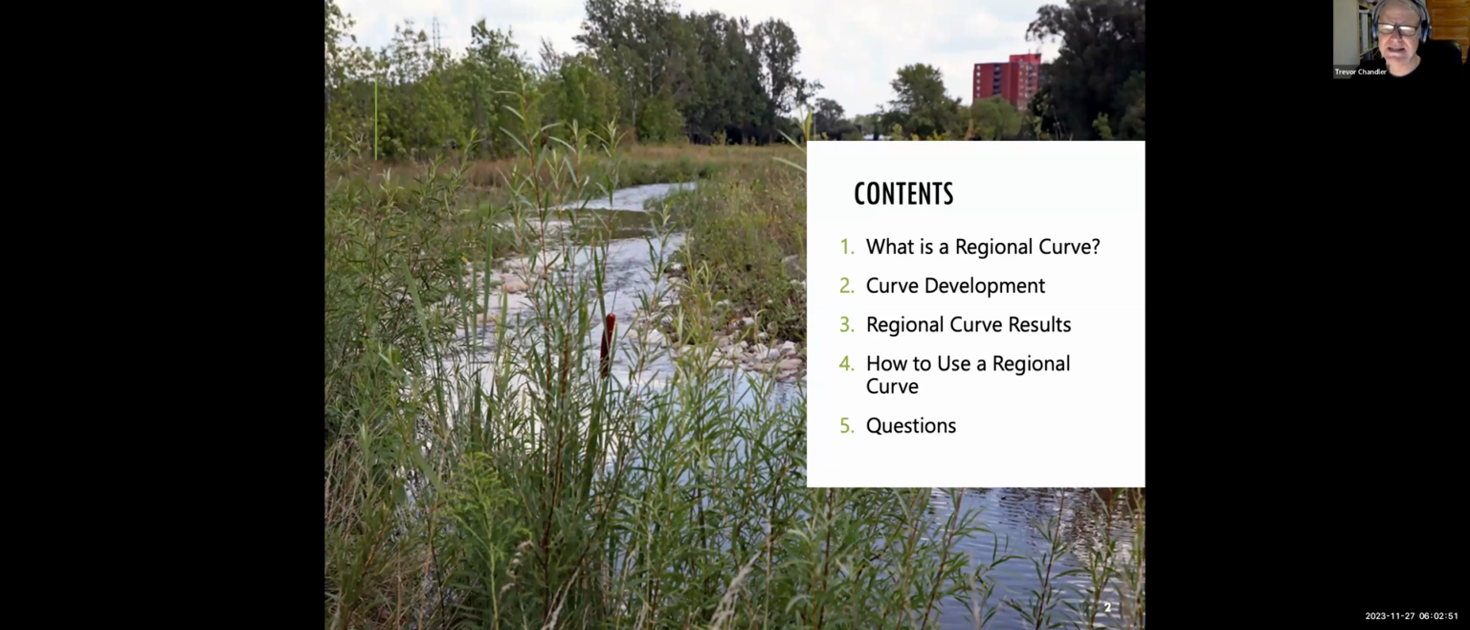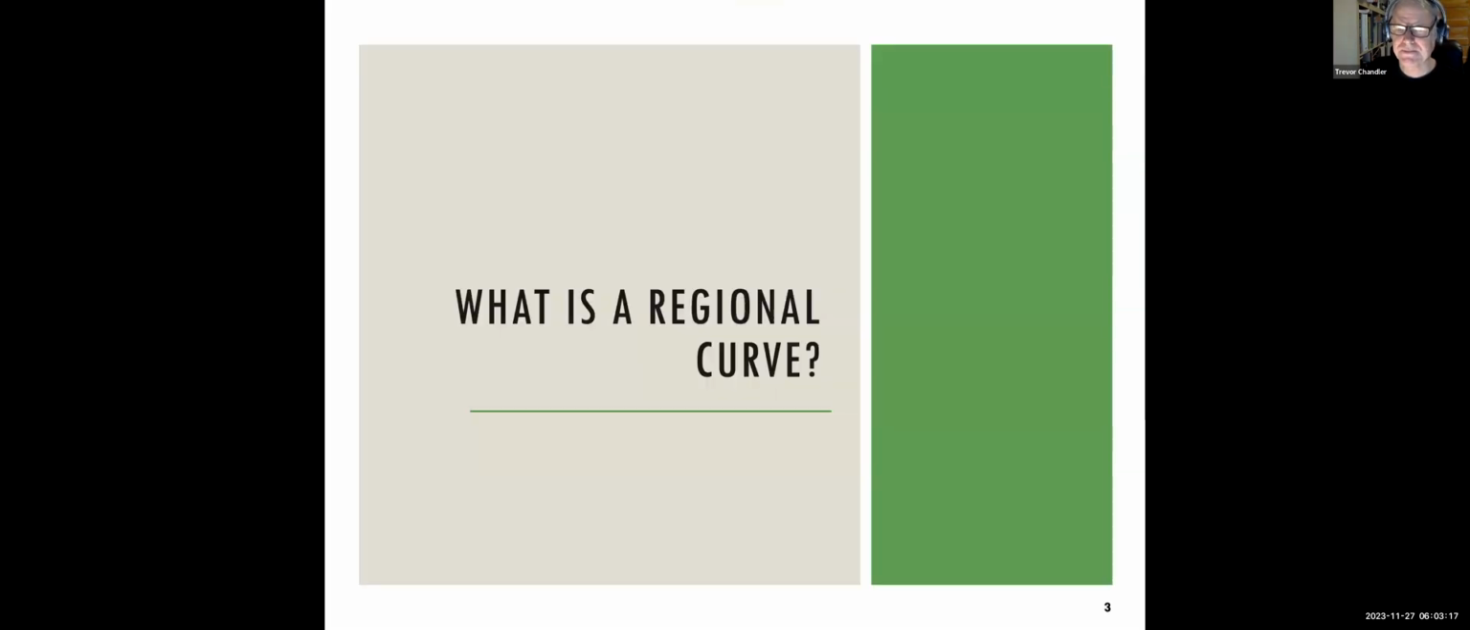And so what's in this talk? Just five things off the top. We're going to do a little background on what is a regional curve, how they're developed, some of the results that we came up with from our field observations, and then how is a regional curve applied? How can we use it to help us with stream design? And at the end, if there are any questions, we'll have time for those as well.